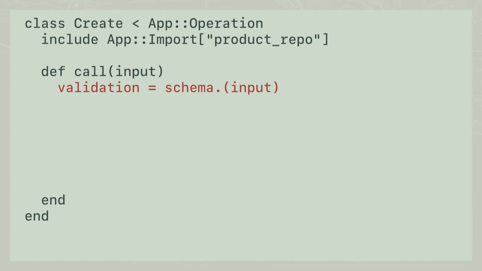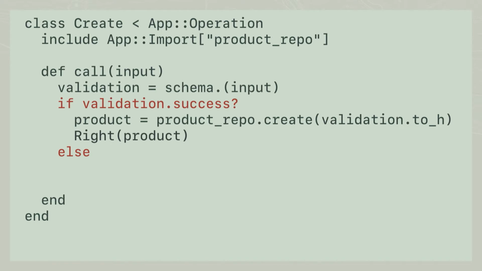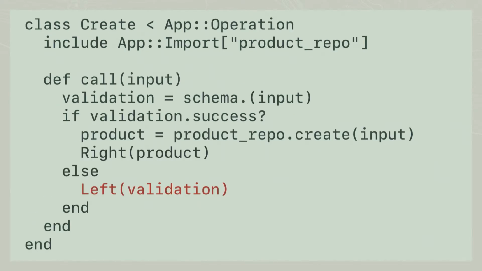Using our schema in our operation looks like this. We call the schema with our input. If the validation is successful, we create our product and return our write. If we have some errors, we return those in a left. This ensures we only ever create records with valid data.